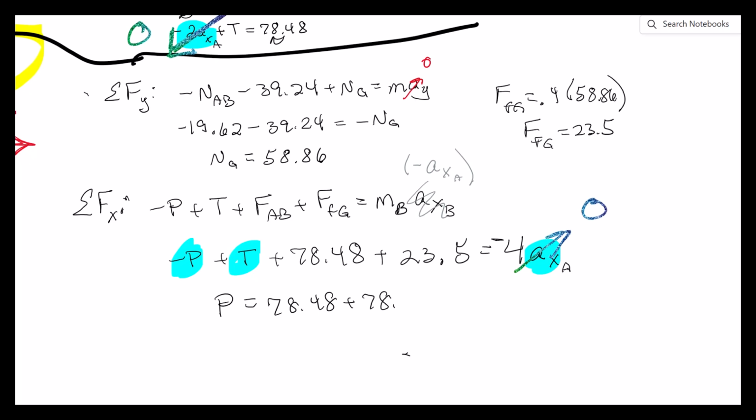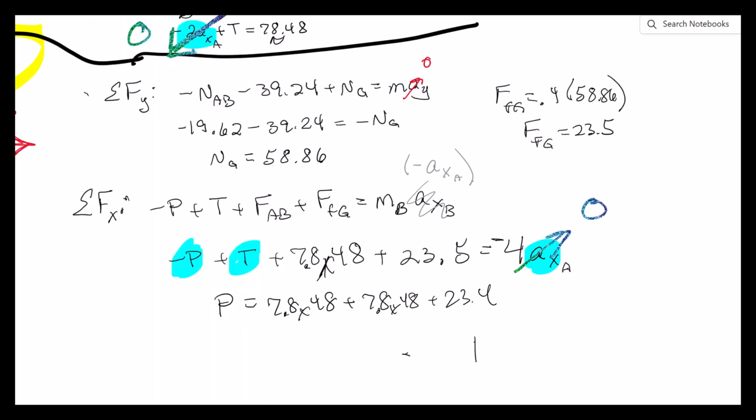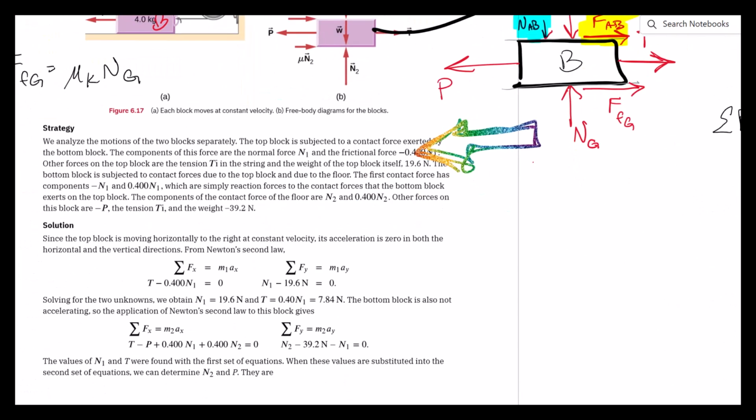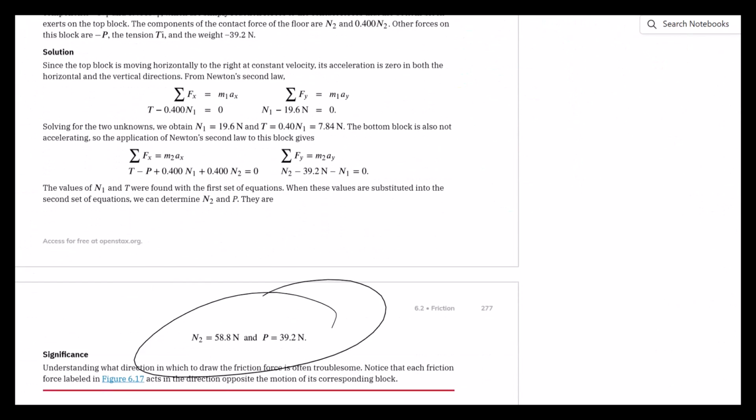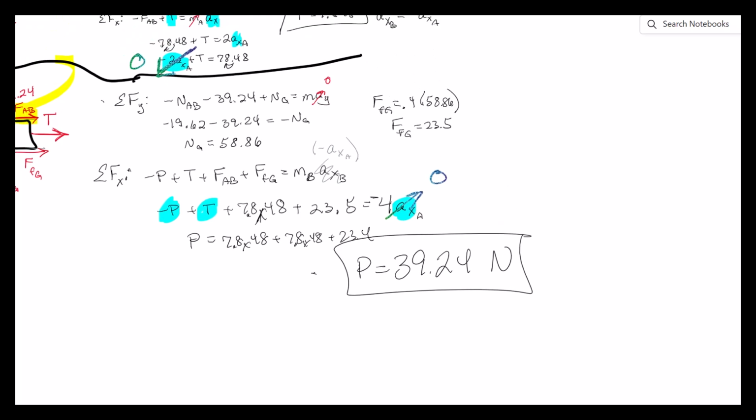Okay, so let's just pretend I am not terrible at math. 7.848, 7.848, and 23.4. This is what happens whenever I try to find the previous number, and that number didn't exist. Plus this, plus this, so 39.24. So P equals 39.24 newtons. Is that right? Please let that be right. Yay! I did science! Okay, so N2, what is N2 supposed to be? Oh, it must be that thing over there that I didn't care about.